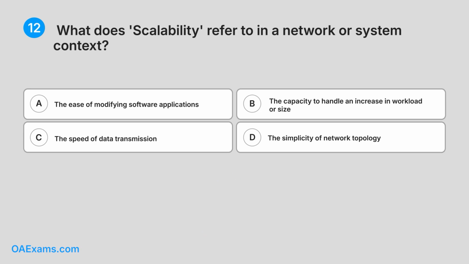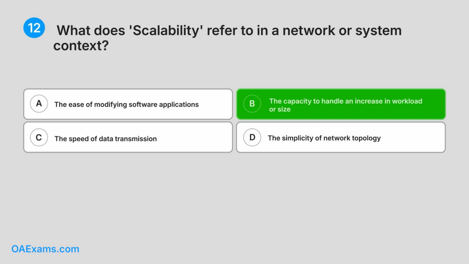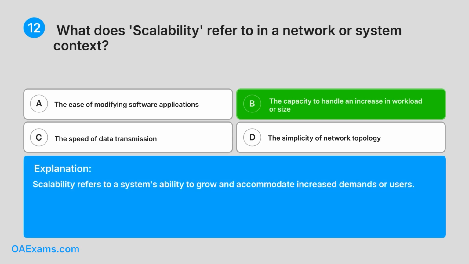Correct answer, B. The capacity to handle an increase in workload or size. Explanation. Scalability refers to a system's ability to grow and accommodate increased demands or users.